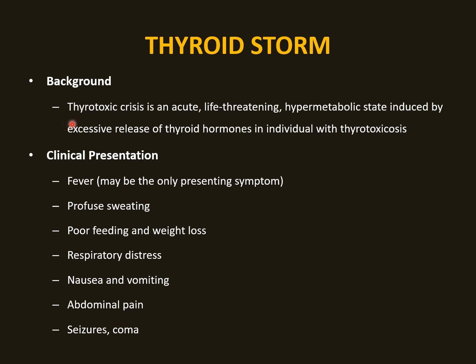Thyroid storm is a thyrotoxic crisis because of excessive release of thyroid hormones, and this can cause an acute and life-threatening hypermetabolic state. The clinical presentation: fever, and this is one of the differential diagnoses in a child presenting with high fever and no explanation. You should keep thyroid storm in your differential. Profuse sweating, poor feeding and weight loss, respiratory distress, nausea and vomiting, abdominal pain, seizure and coma.